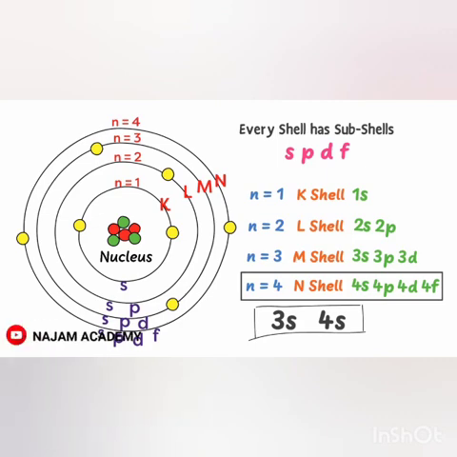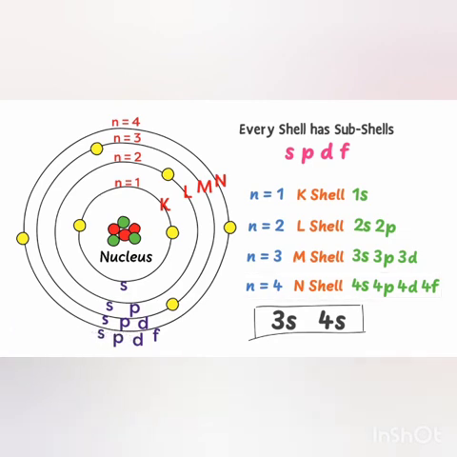So we can come to the conclusion for the quantum numbers: the electrons are arranged in circular orbits. In these circular orbits, they are oriented in space as S, P, D, F.